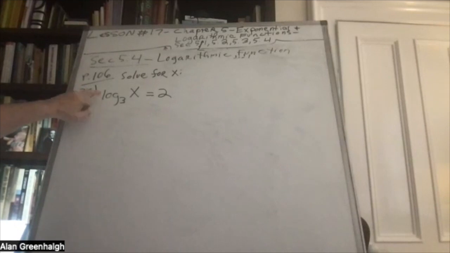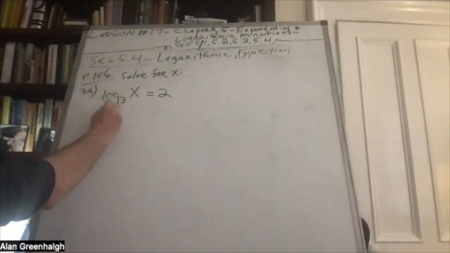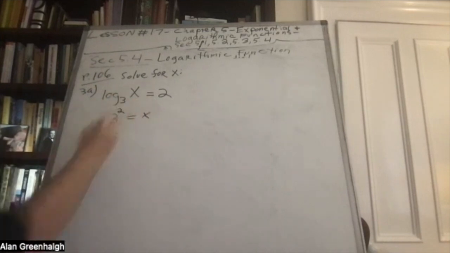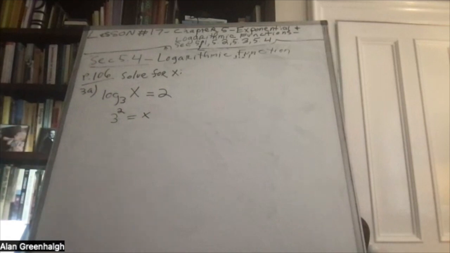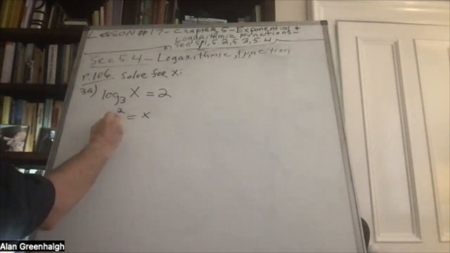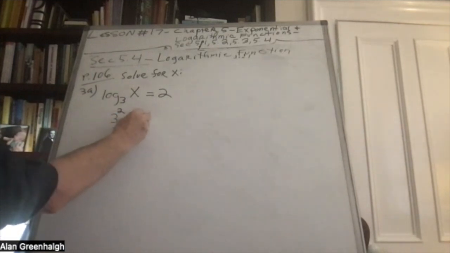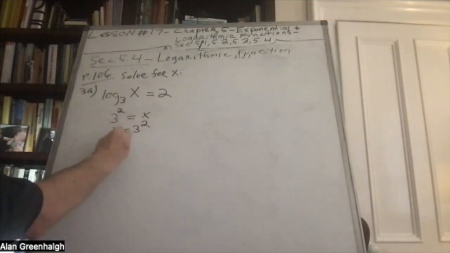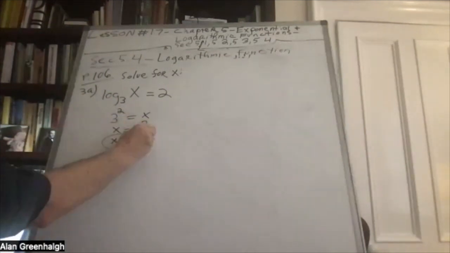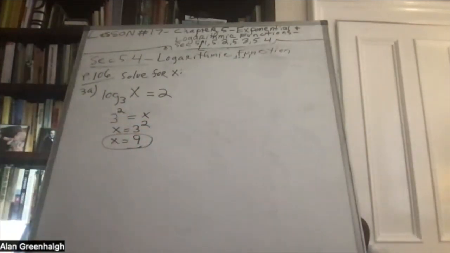Step 1 should be to convert this logarithmic expression to an exponential expression. So the base to the exponent equals the number, unless you already figured that out. And the answer, turning it around, of course, as I like to do, is x equals 9. 3 squared is 9. Okay, so that was a pretty easy equation.